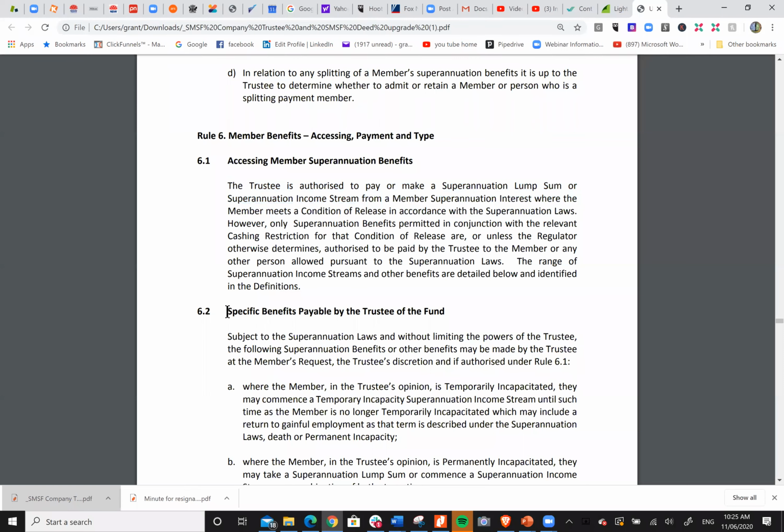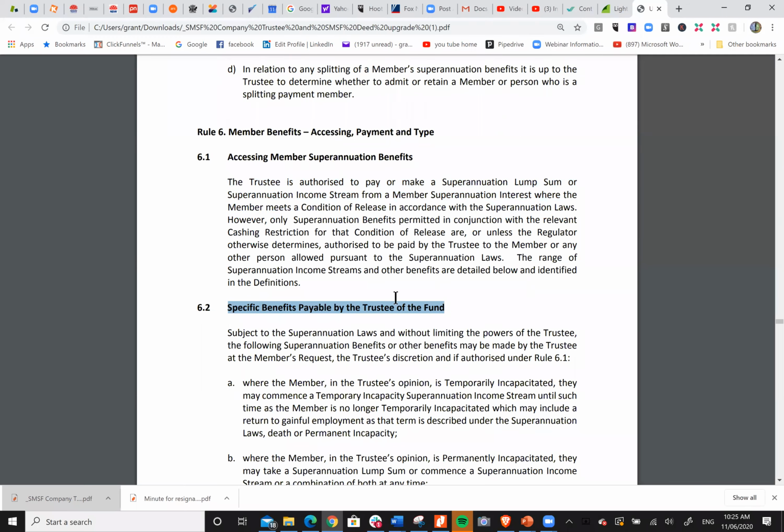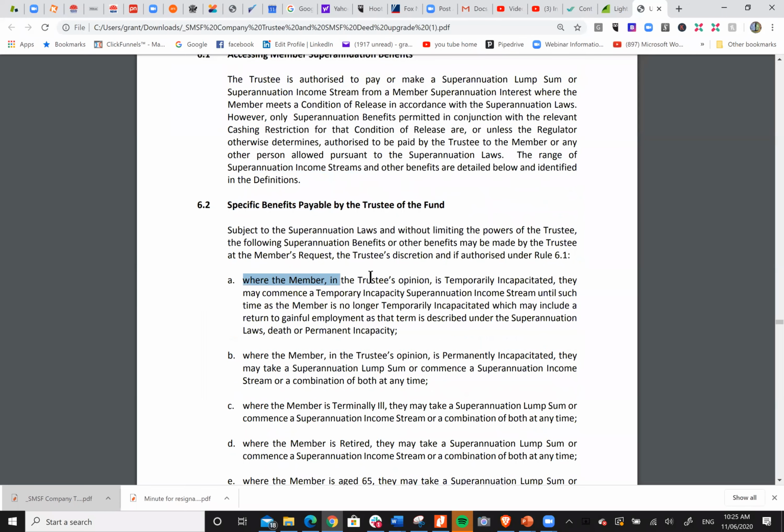Now, specific benefits payable by the trustee of the fund. If we have a look there, we've got the first one, where the member in the trustee's opinion is temporarily incapacitated. Remember, we just looked at the definition on that one. They may commence a temporary incapacity income stream. We had a look at that as well, until such time as the member is no longer temporarily incapacitated, which may include a return to gainful employment, as that term is described in super laws, death, or permanent incapacity, or alternatively they turn age 65. So we've got the ability to pay temporary incapacity.